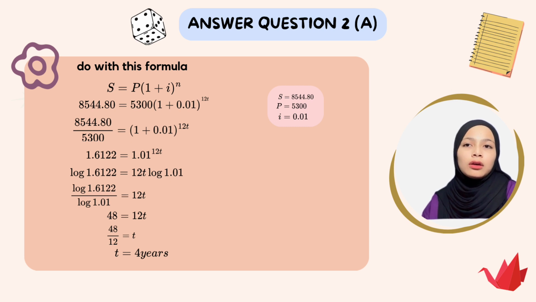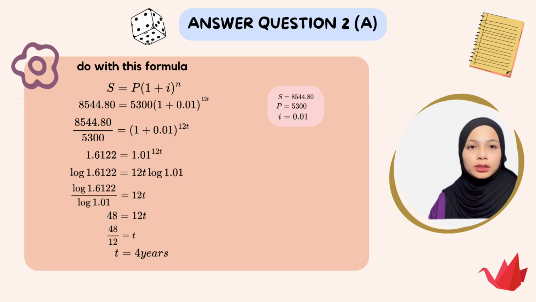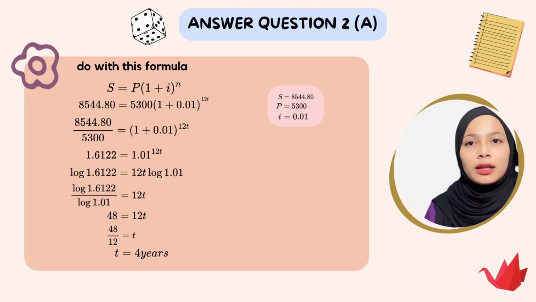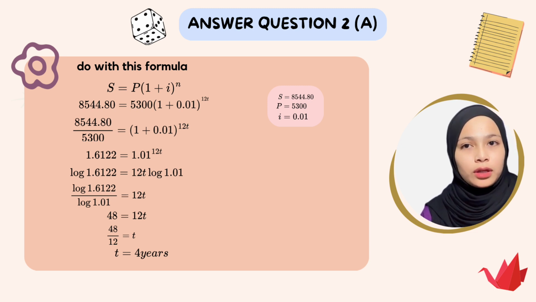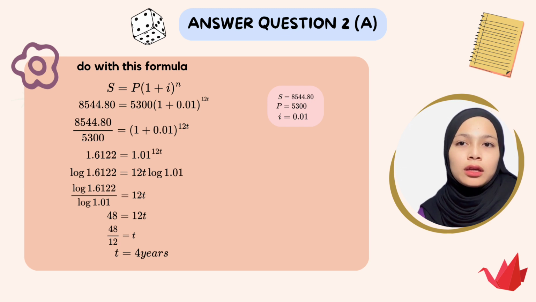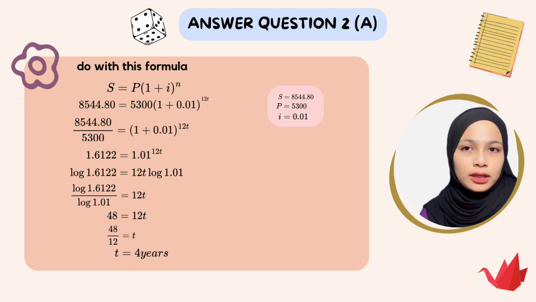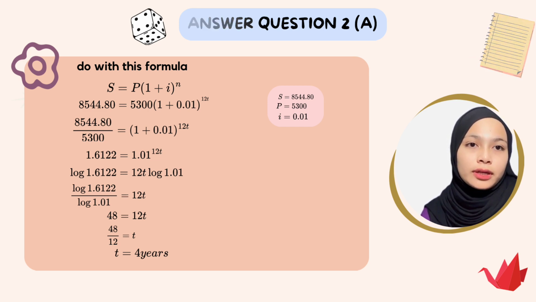And then log 1.6122 equals 12t log 1.01. 1.6122 divided by log 1.01 equals 12t. Next, 48 equals 12t. 48 divided by 12 equals t. For the answer, t is 4 years.